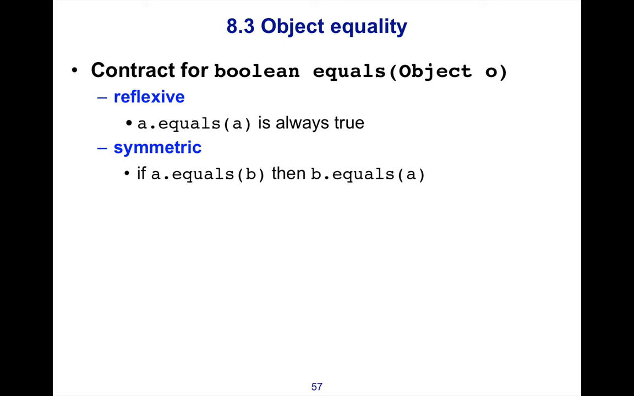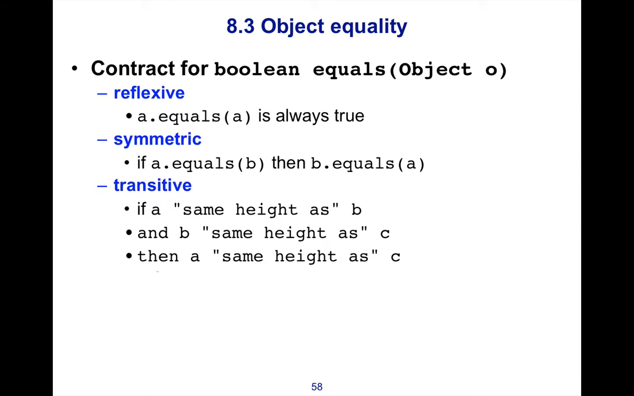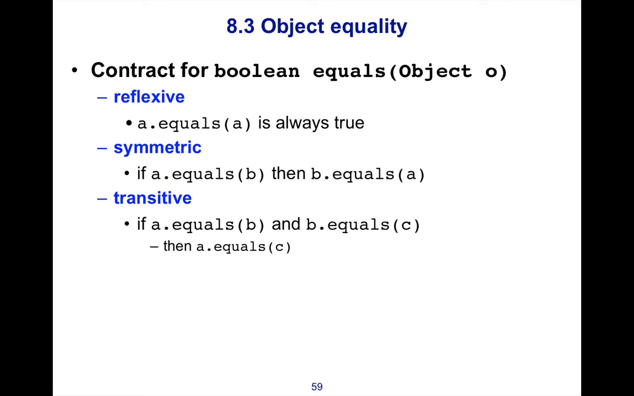We would like this relation to be transitive. An example of transitivity is that if A has the same height as B, and B has the same height as C, then A and C are also of the same height. We would like it to be the case that if A equals B and B equals C, then A also equals C by transitivity. So our definition of equals has to obey these properties: reflexive, symmetric, and transitive.